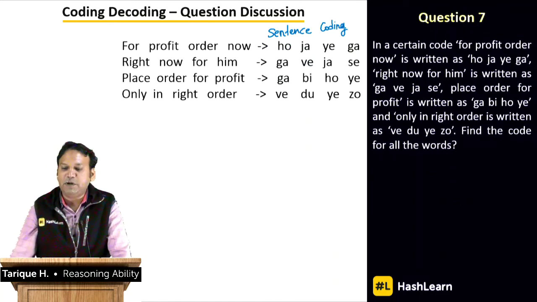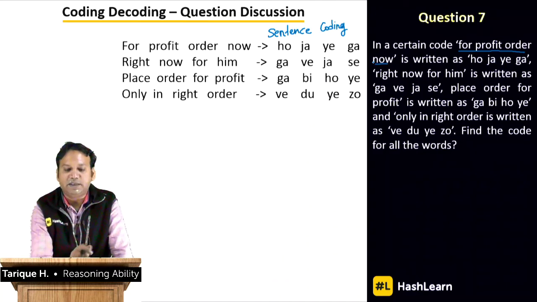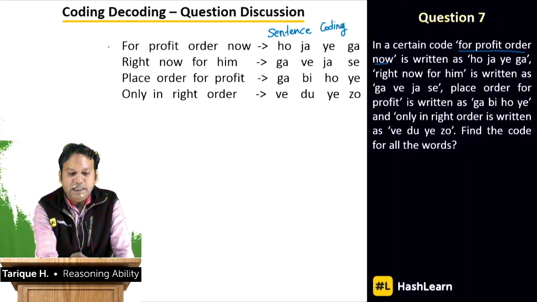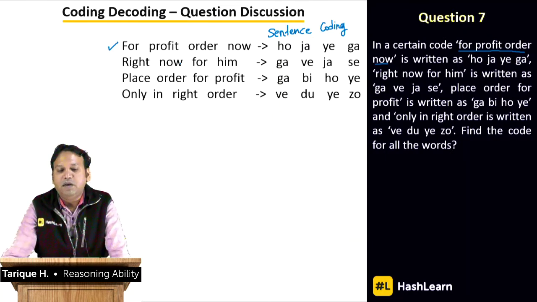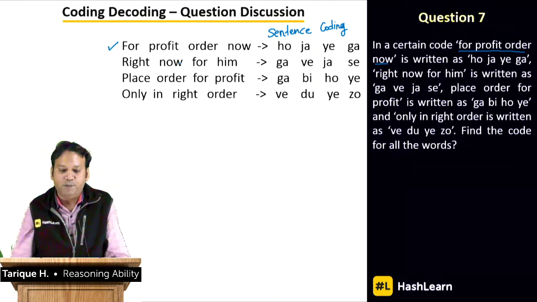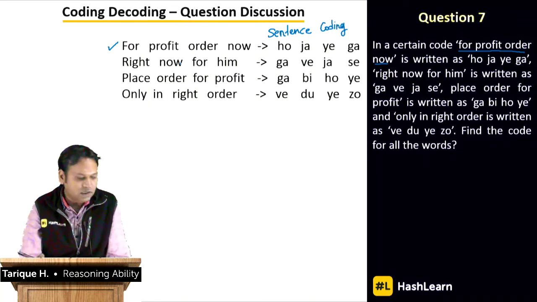For example, here in this particular question, I've written it out for you separately on the screen. For profit order now is coded as ho, ja, ye and ga. That's the first sentence and the code for the sentence. Then right now for him is ga, ve, ja, se. And place order for profit is ga, bi, ho, ye. And only in right order is coded as ve, du, ye, zo. So this is what a sentence coding question is.